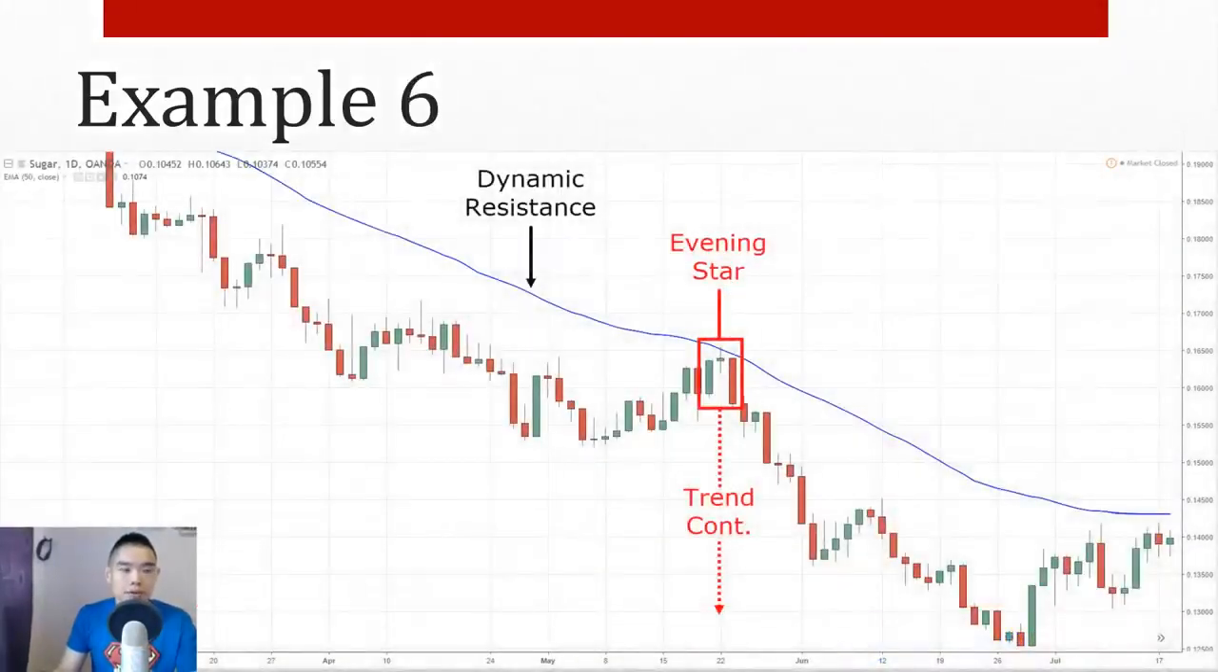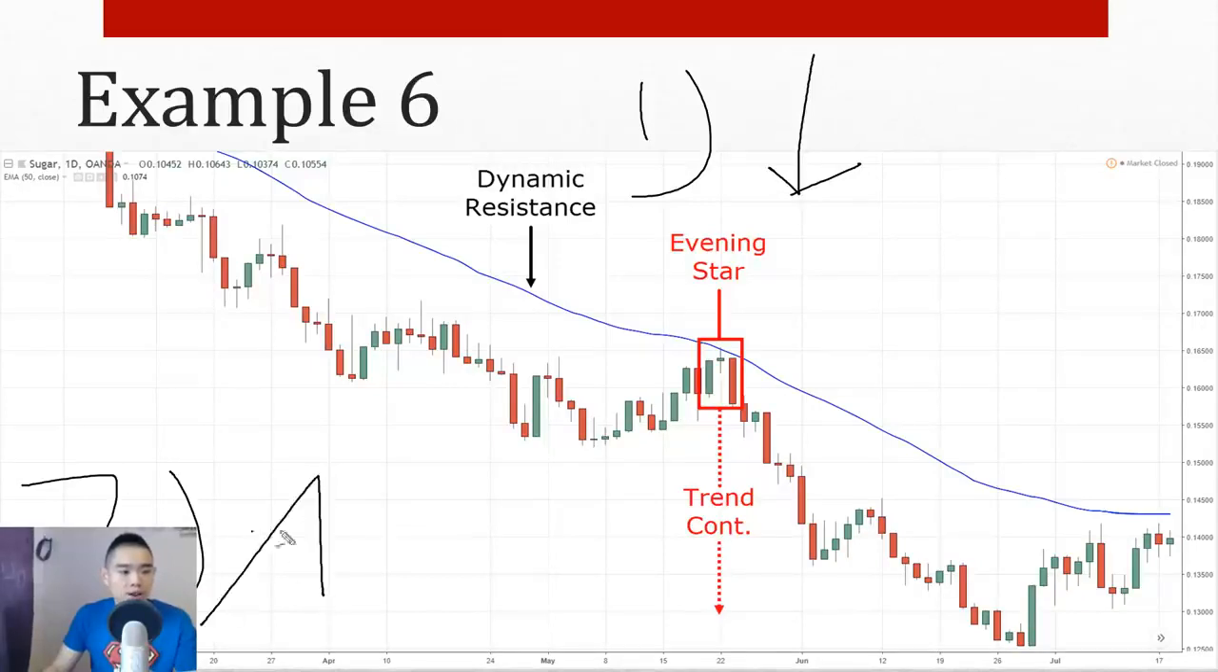Example 6. Let's have a look again. So again, the TAY framework, number 1, what is the trend? Tell me. The trend is down. Number 2, do we have an area of value where we can trade from? Seems like the market is respecting this 50 MA.